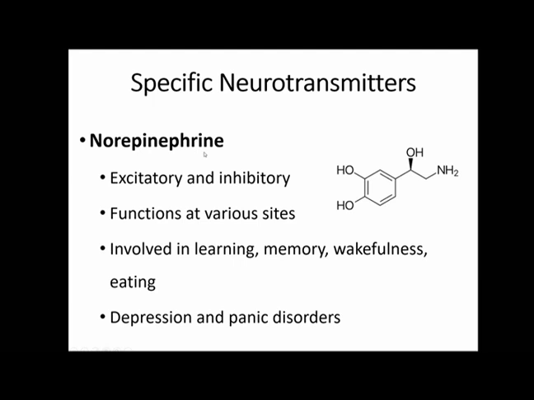Our next specific neurotransmitter is norepinephrine. And now we're getting into some interesting things where norepinephrine is both excitatory and inhibitory depending on what part of the brain it's used in. So depending on the site, it could excite the next neuron or it might inhibit the next neuron. It all depends on which part of the brain we're looking at. And the functions change pretty dramatically, again, depending on what part of the brain we're looking at. So this one is involved in learning, memory, wakefulness, eating.